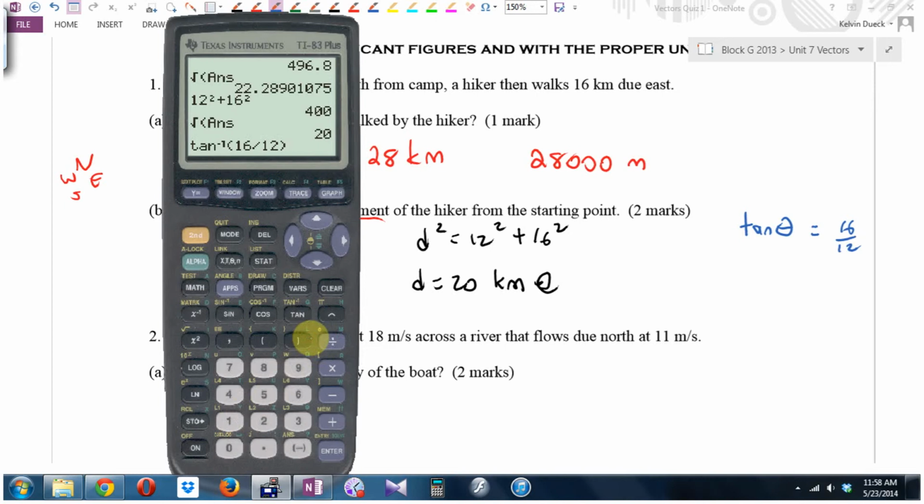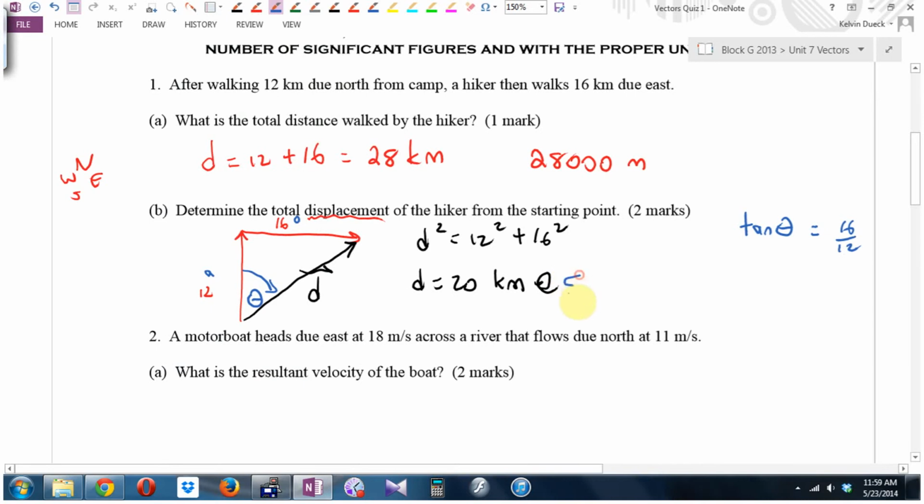Do you get 53 degrees? So 53 degrees. Now if I use the 53 degrees, that's going to be north of south, east of west, what of what? This is going to be east of north. Or I would take 90 minus 53, 37 degrees north of east.